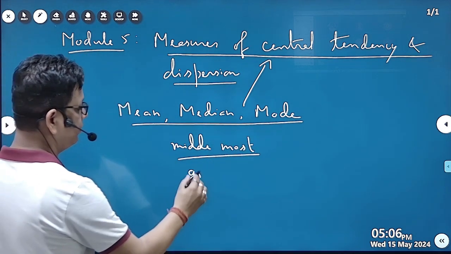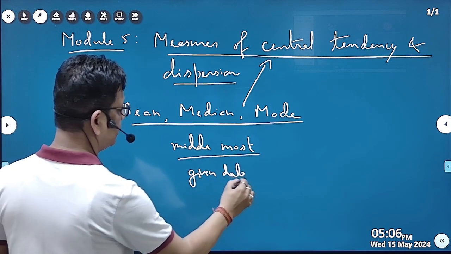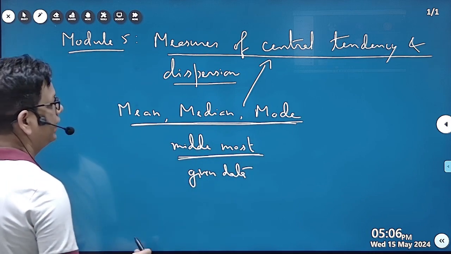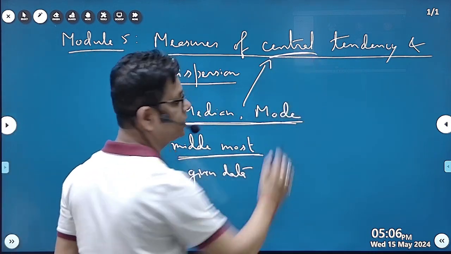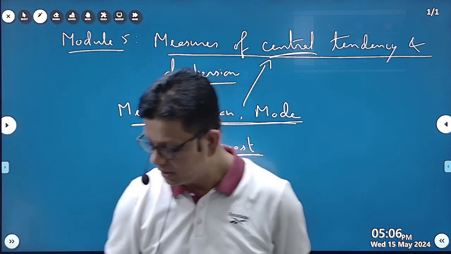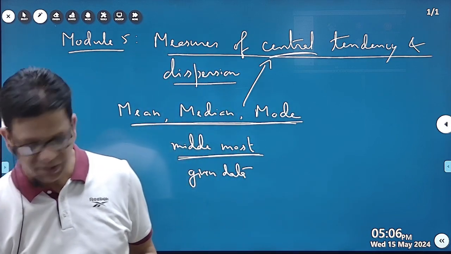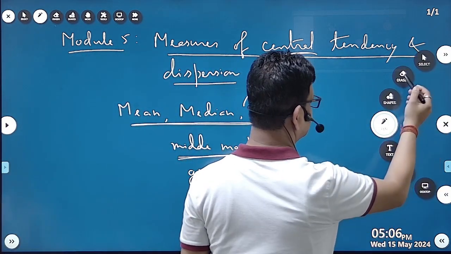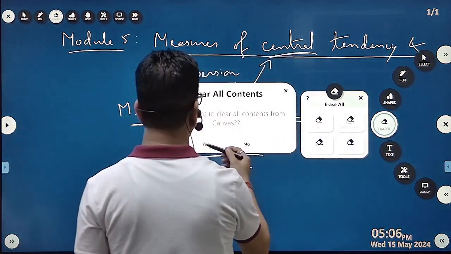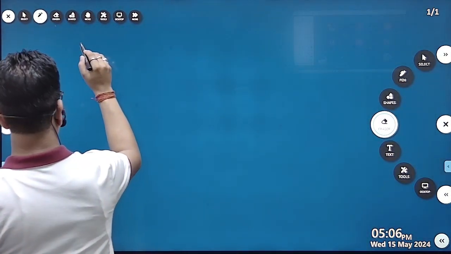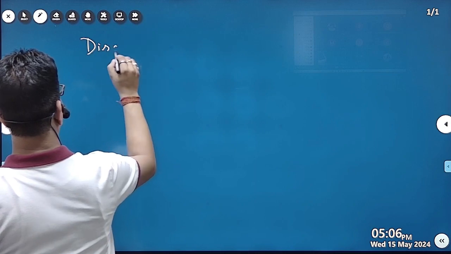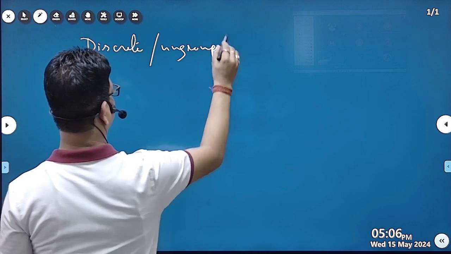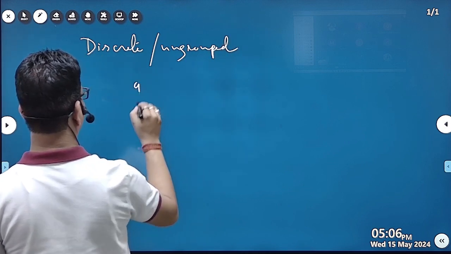So when you have a given data, the mean, median and mode give a middlemost value, and hence they are called central tendency. It comes in the middle. Now, we can find mean, median, mode for two different sets of data. One, as you know, is discrete or ungrouped data. We can also find it for group data.